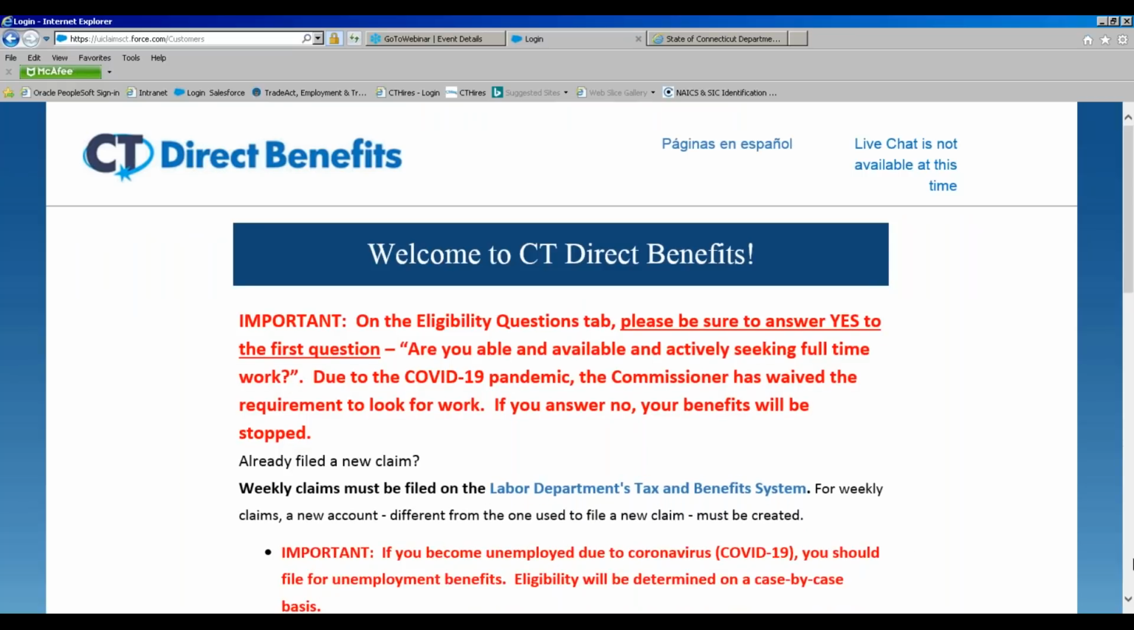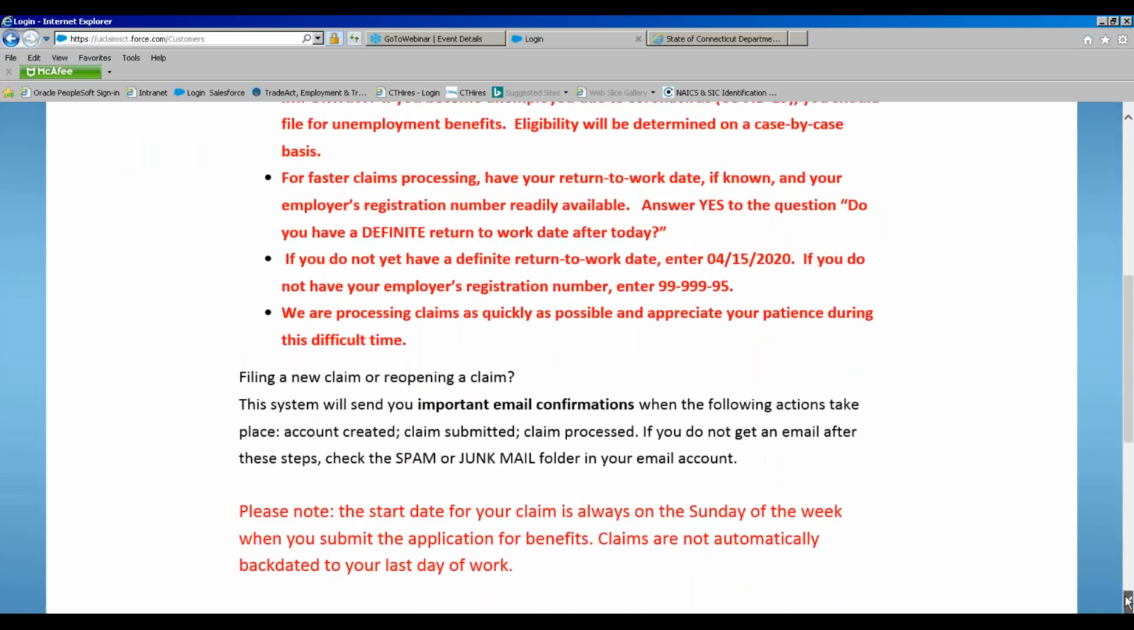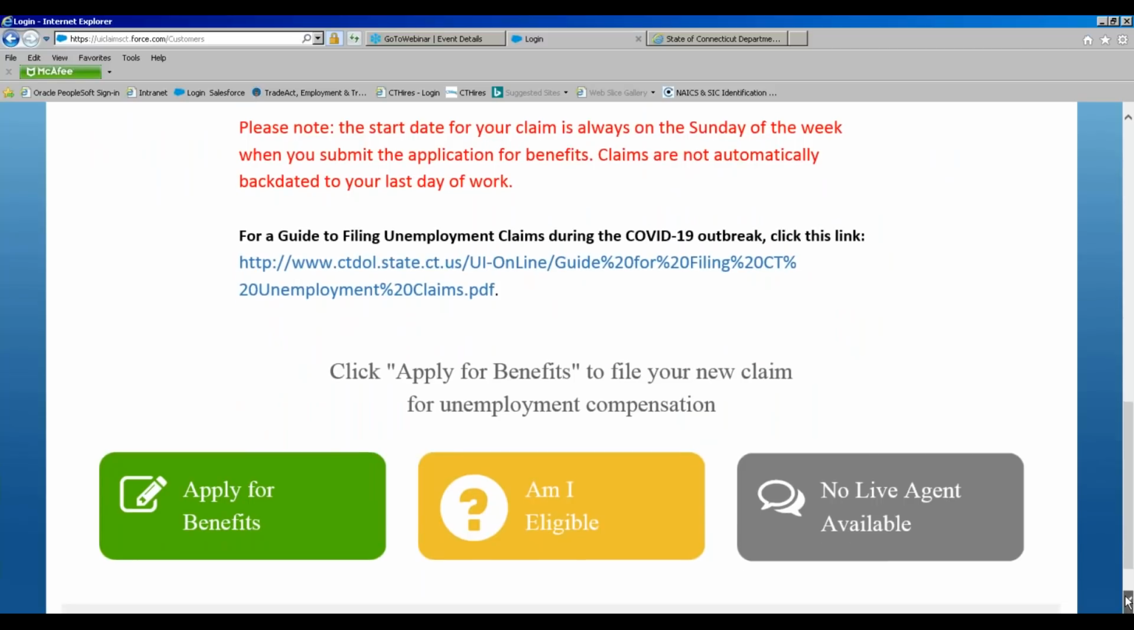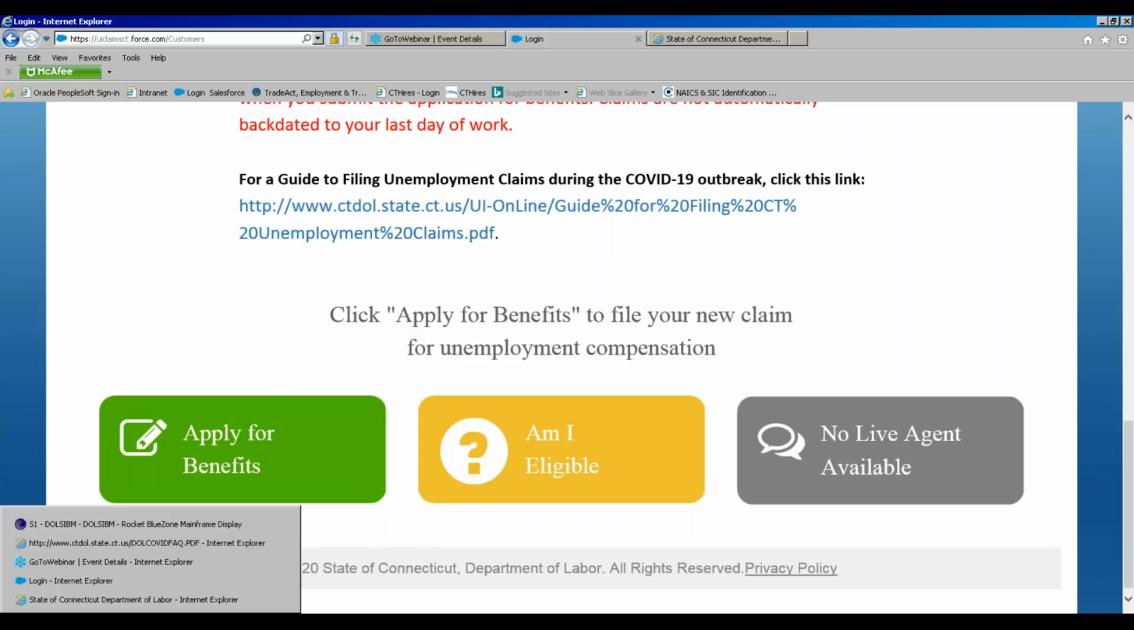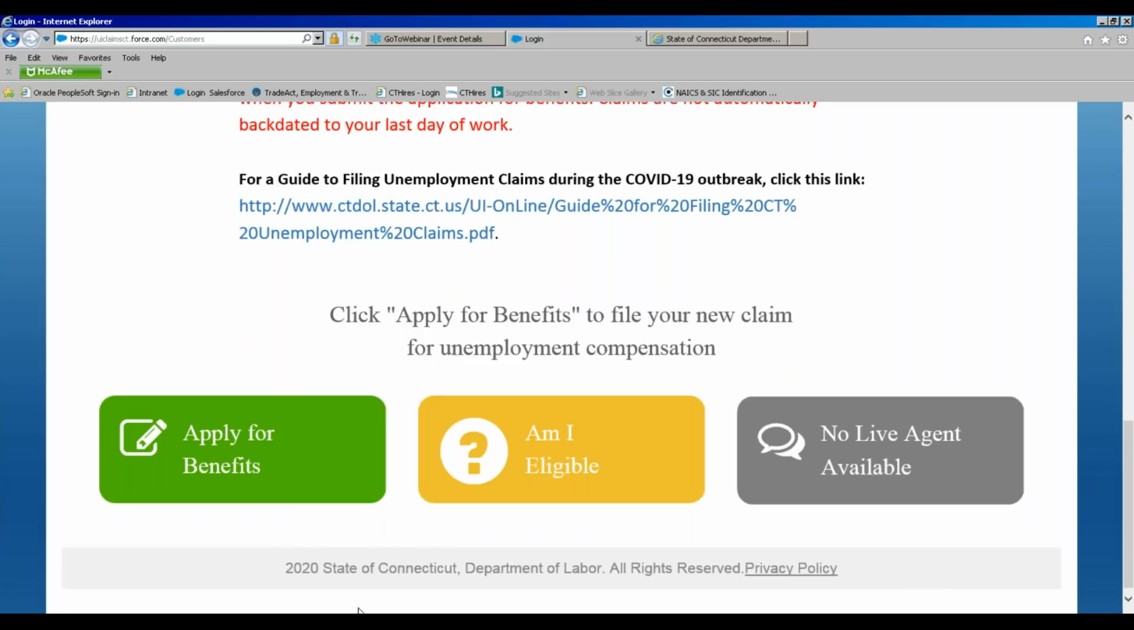And we're just taking you there right now so you can see where we are and what options we have on that page. So at the bottom you can see there, am I eligible? And the green button that says apply for benefits. Once you click on the apply for benefits page, it'll take you to a whole bunch of questions that you need to go through and answer truthfully.